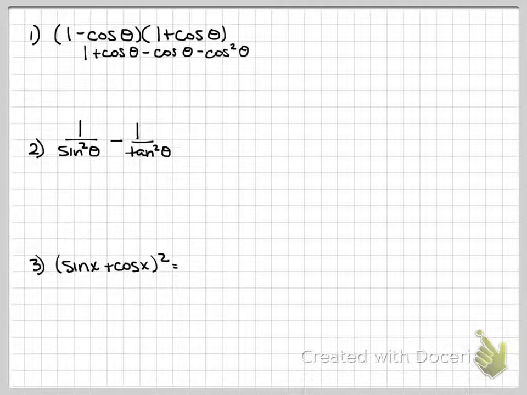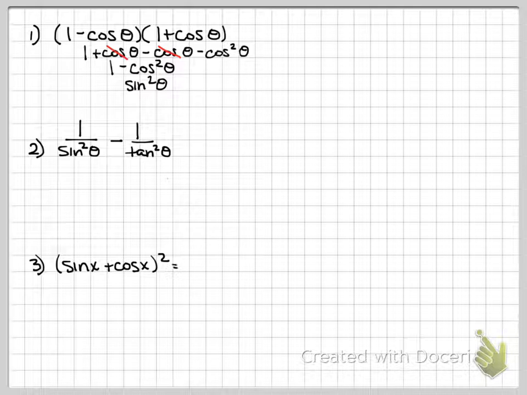Now look at it and say, what can I do to simplify it? Well, I have a positive cosine and a negative cosine. Those are going to cancel, and I'm left with 1 minus cosine squared theta. And I have to look at it and say, can I do something else? Well, we just talked about this. 1 minus cosine squared theta simplifies to be sine squared theta. So we want to simplify these as far as we can. Alright, so number 1 is done.